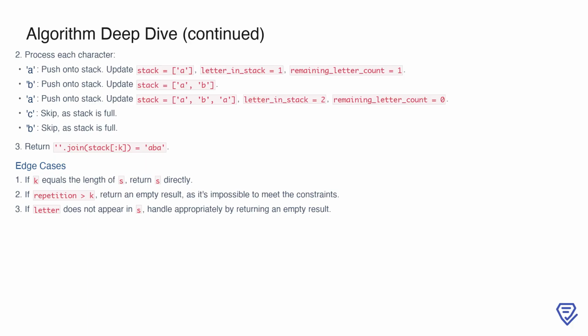Now, the stack is full, so we skip the next 2 characters, c and b, as adding them would exceed the required length. At the end, we return the first k characters of the stack, which is ABA. This example demonstrates how the algorithm balances constraints while maintaining lexicographical order. Edge cases include scenarios where k equals the length of s, making the solution simply s, or cases where repetition exceeds k, which makes it impossible to form a valid result. These edge cases must be handled appropriately to ensure correctness.